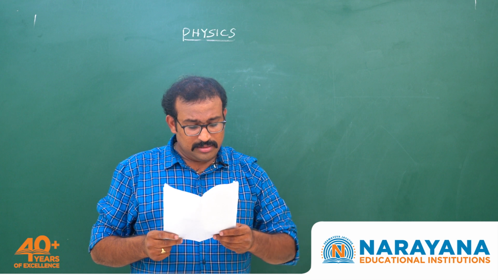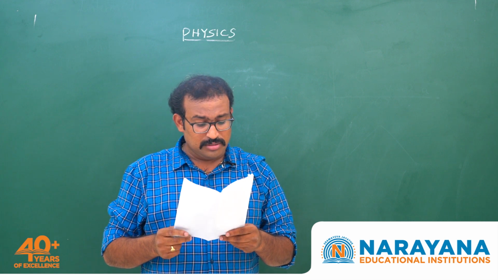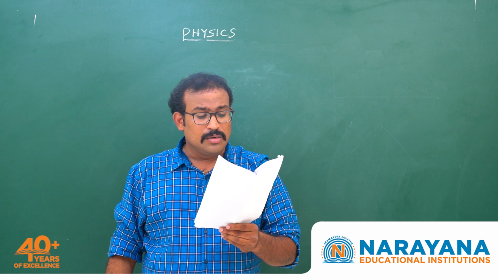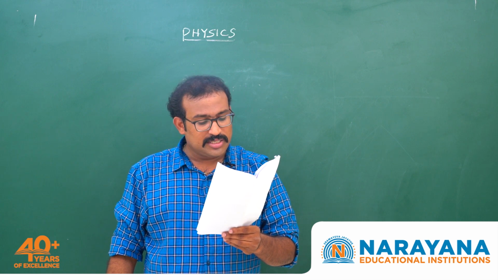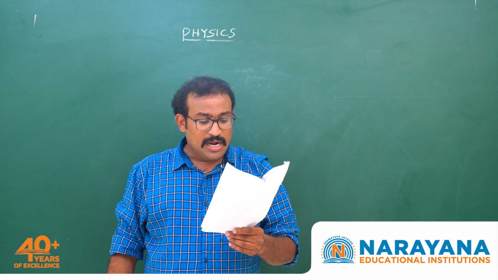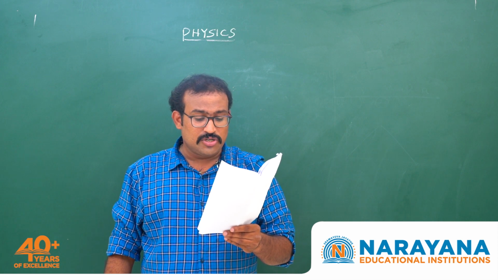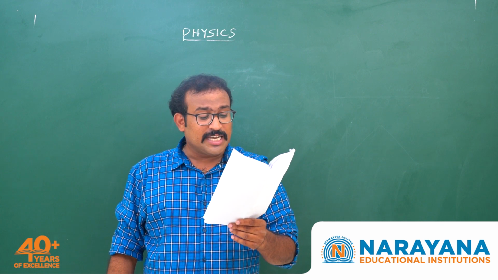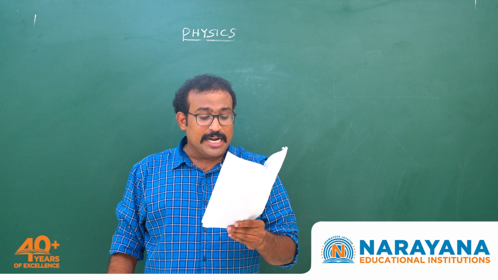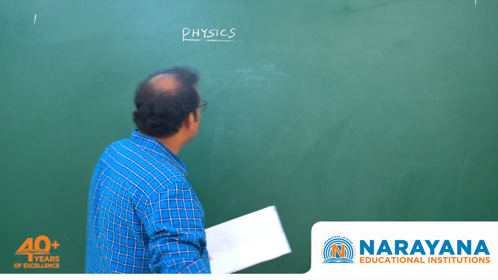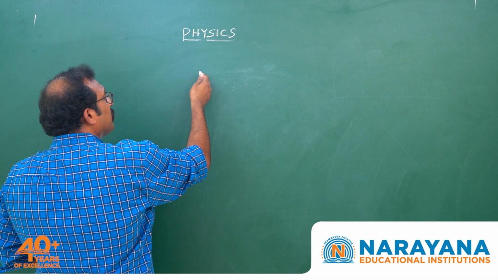Let us discuss the sixth question's solution. Here the question is, two particles start moving from the same point along the same straight line. The first moves with a constant velocity v and the second with a constant acceleration a. During the time that elapses before the second catches the first, the greatest distance between the two particles is. So now let us discuss the solution for that.